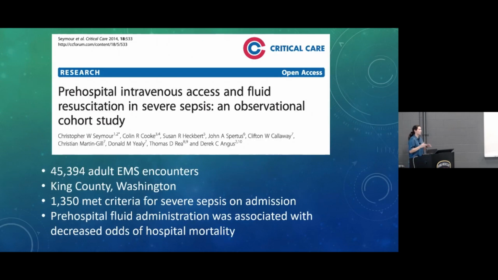So does it matter what y'all do in the pre-hospital setting? Yes, it does. So this study was done in King County, Washington. It assessed around 45,000 adults who had EMS encounters. Around 1,300 of these people met criteria for severe sepsis on admission, and pre-hospital fluid administration was associated with decreased odds of in-hospital mortality. So it really does matter that we get fluids going and start treating sepsis very quickly and early.